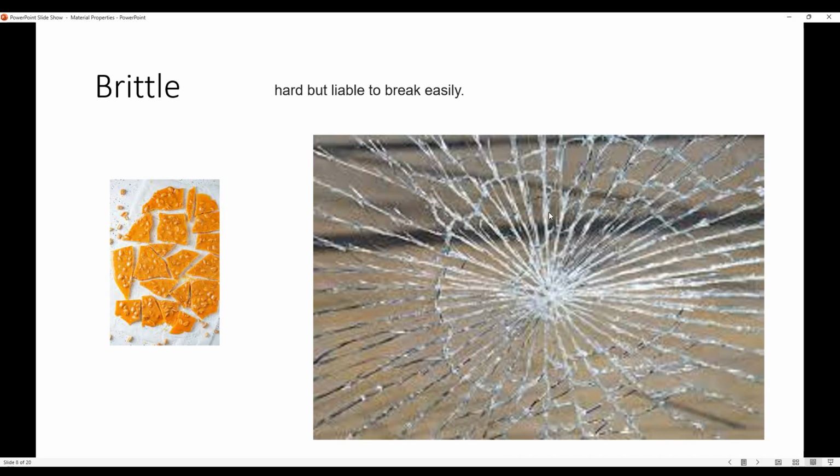What do we see here in a picture? It's glass that's shattered, shattered glass, right? So brittle means it's hard but liable to break easily. So this glass is hard, but it can be broken easily.